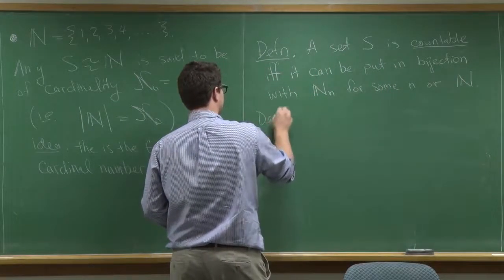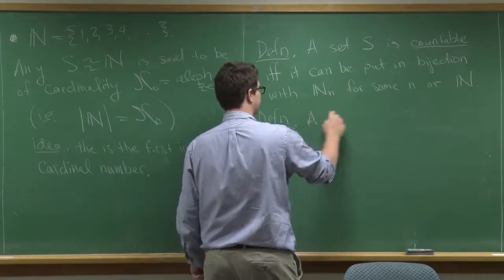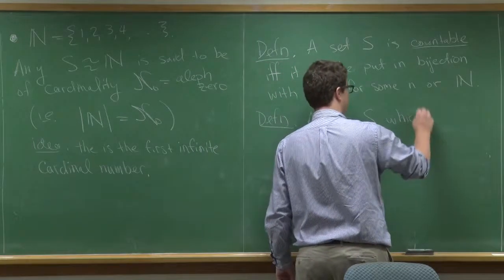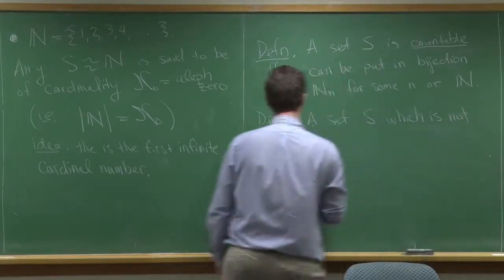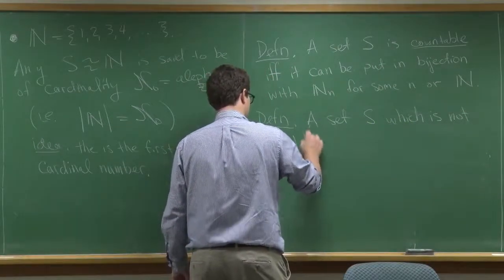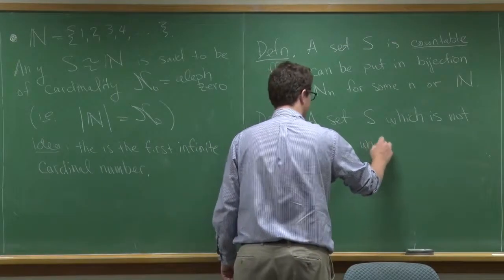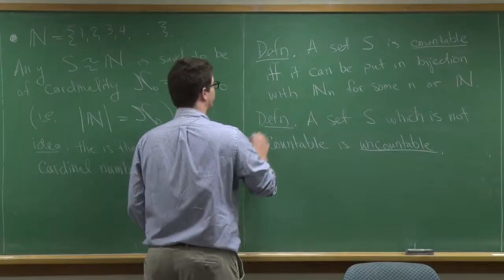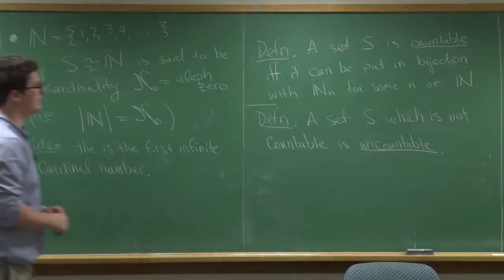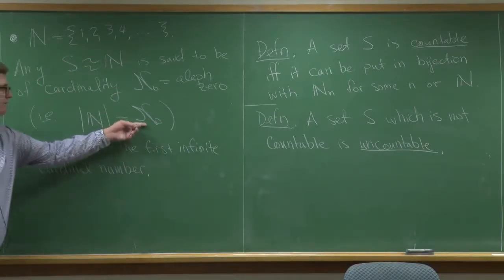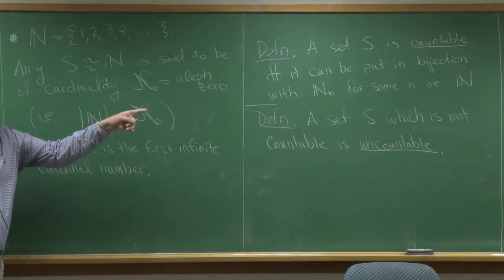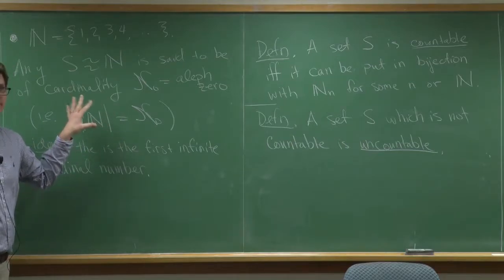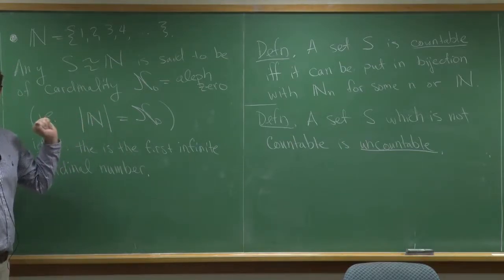Let me give you another definition. A set S which is not countable is uncountable. Okay, so we have these two definitions of countable and uncountable. Countable has a cardinality like this, or one of those natural numbers, right? And uncountable is something that's bigger than this. It can't be put in bijection with one of these sets. All right, that's the idea.